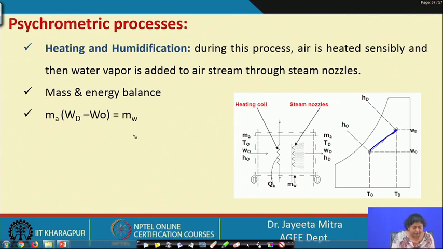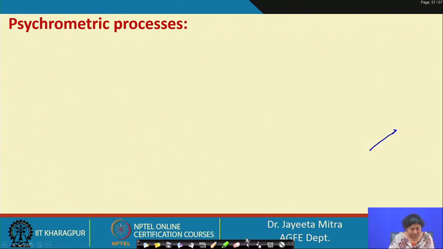So, this is how we can calculate the mass of the water, that is Ma, the mass of the dry air, times the moisture content in kg H2O per kg dry air. Wi is the initial condition and Wf is the final condition. So, that will give us the mass of water that has been added, and also the change in enthalpy that we can calculate.